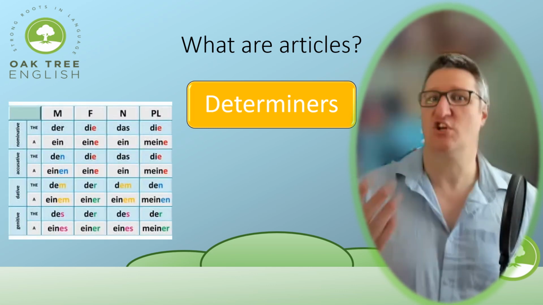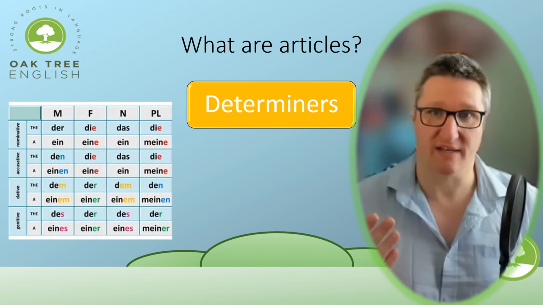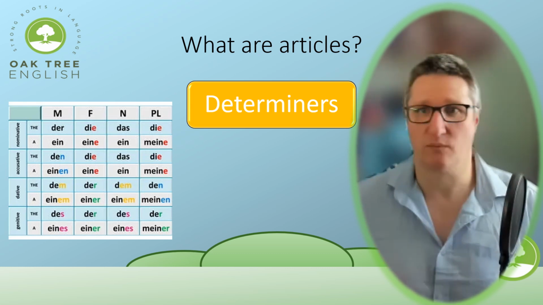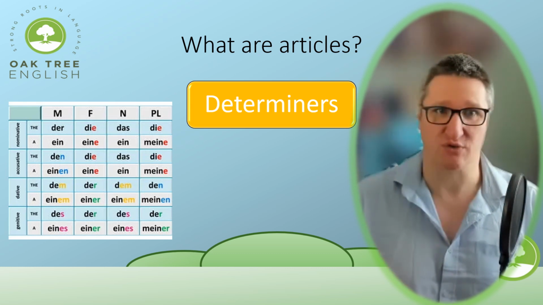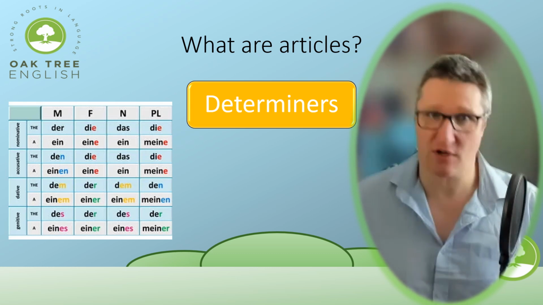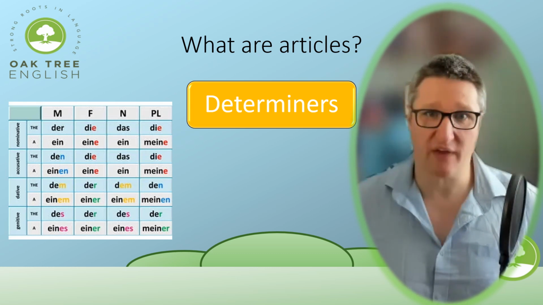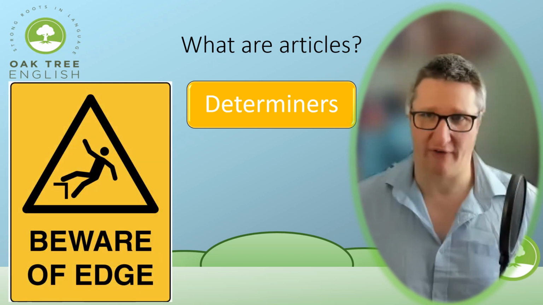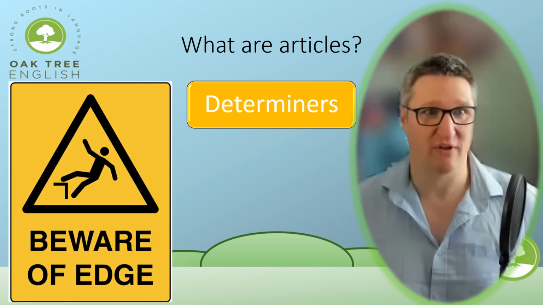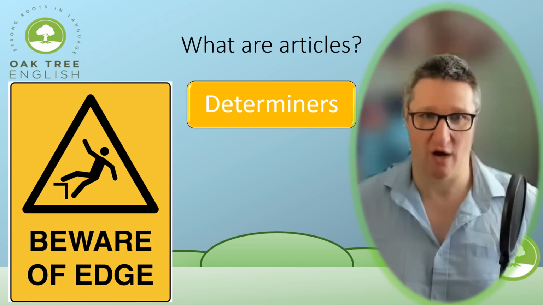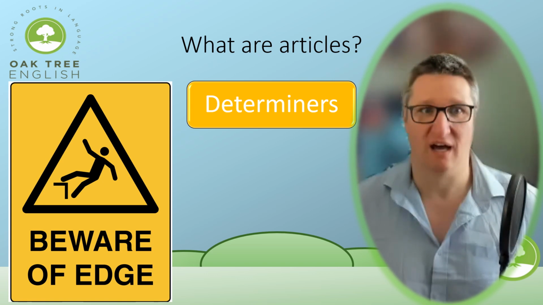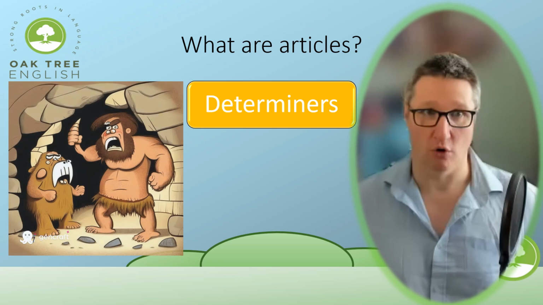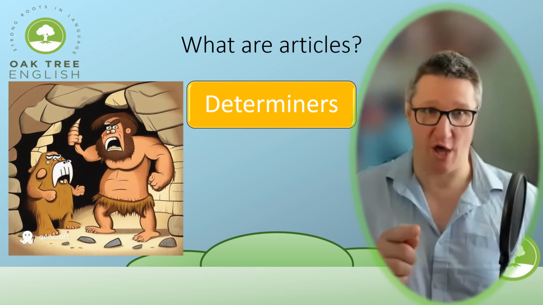Articles are determiners or modifiers. That means they are words used to introduce a noun. If you don't use them, you will sound either like a road sign, "Beware of edge," instead of "Beware of the edge," or you'll sound like a caveman. "Oh, there is big bear in cave."